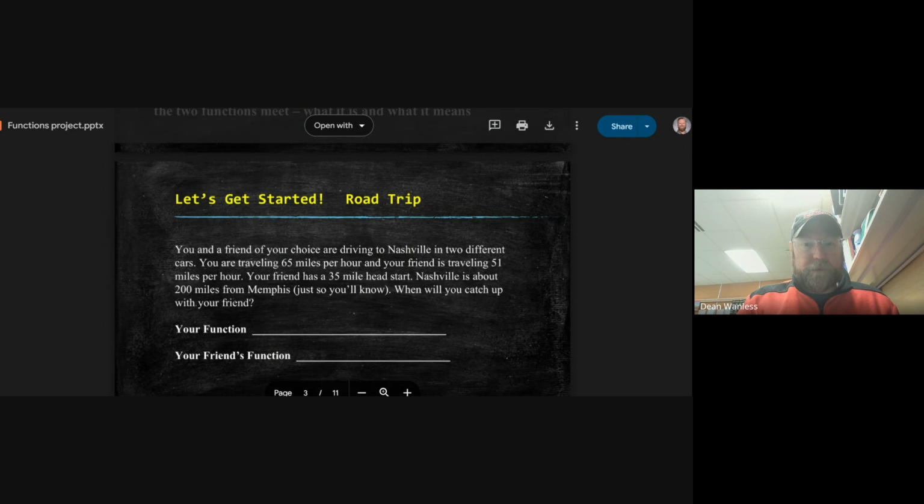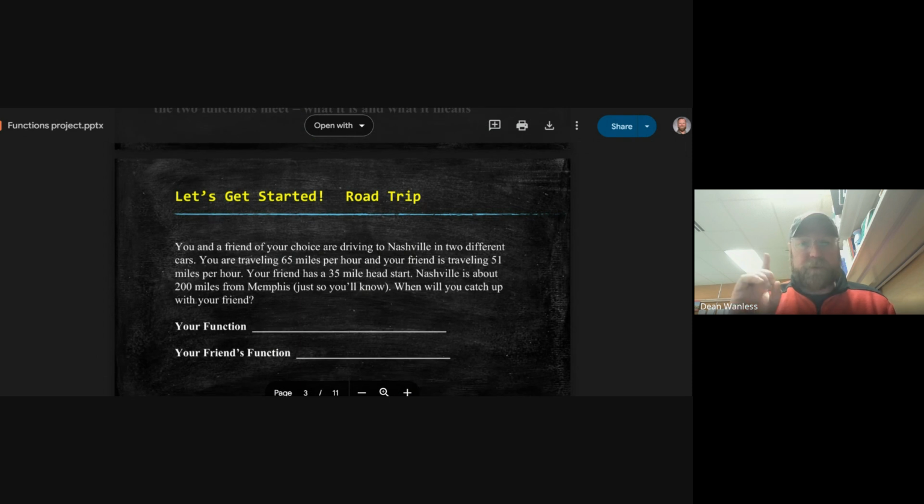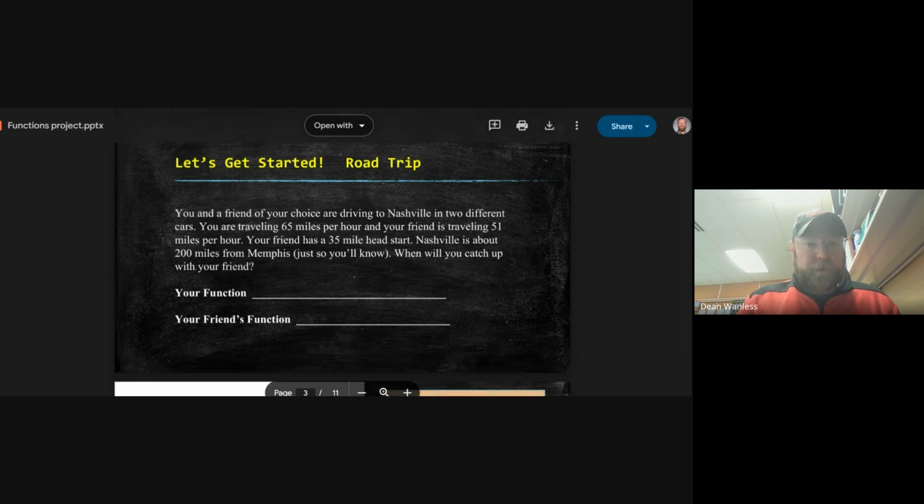So here's the first one. It says, let's get started. This is the road trip. So this is one of your options. You and a friend of your choice are driving to Nashville in two different cars. You're traveling at 65 miles per hour, and your friend is traveling at 51 miles per hour. Your friend has a 35-minute head start. Nashville is 200 miles from Memphis. When will you catch up with your friend?